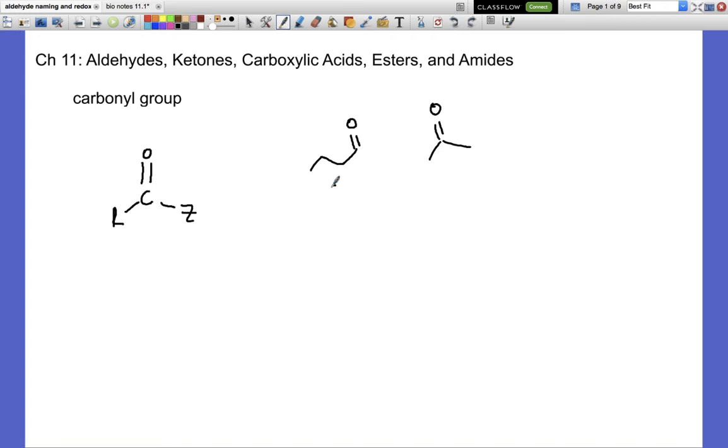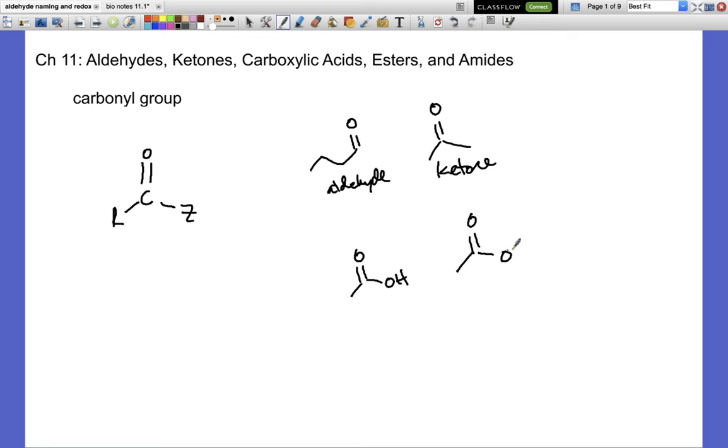So again, you already knew that this was an aldehyde. You already knew that this was a ketone. We just got to add in a few more options, right? Because we're also going to have a carboxylic acid in this chapter. So if any given carbon has more than one oxygen attached to it, it's a whole new thing, right? With specific properties, right? You can also have an ester, right?